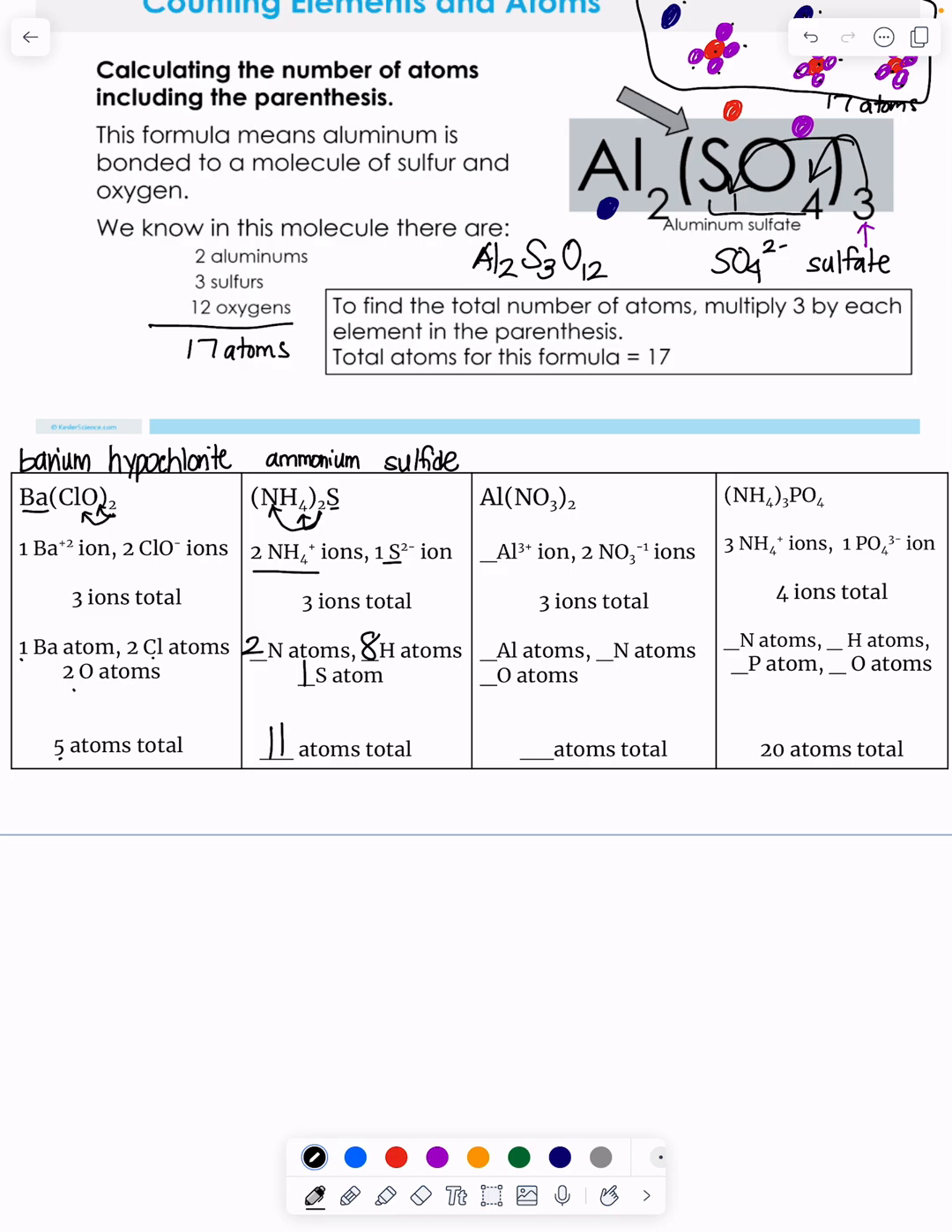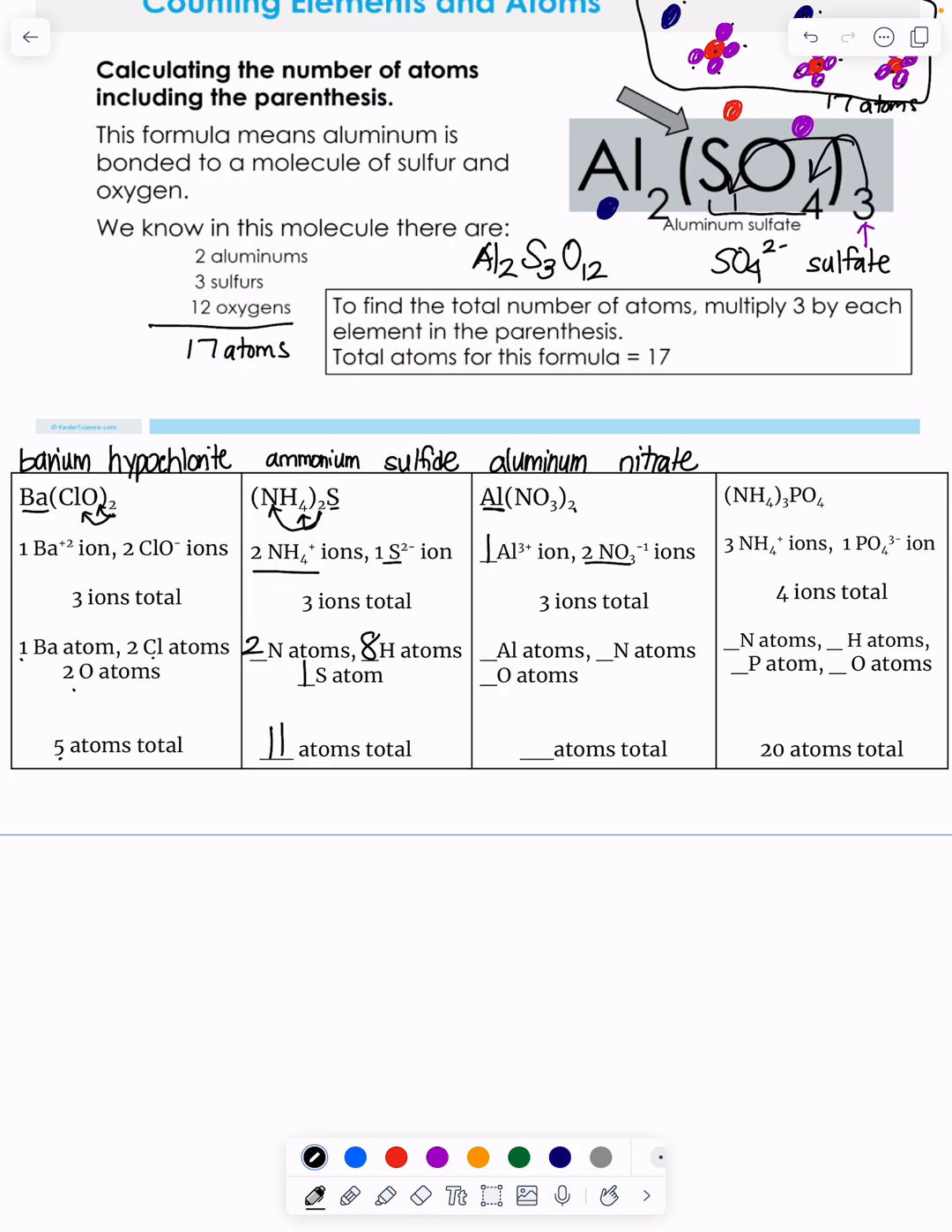Let's do one more together, and then I'll leave you the last one on your own. Aluminum, or Al(NO3)2. We'll name this one for fun. This is aluminum nitrate. And you can see that there's no parentheses outside the aluminum. There's only 1 aluminum ion here, but there are 2 NO3 minus ions. There's a 2 outside with the parentheses.